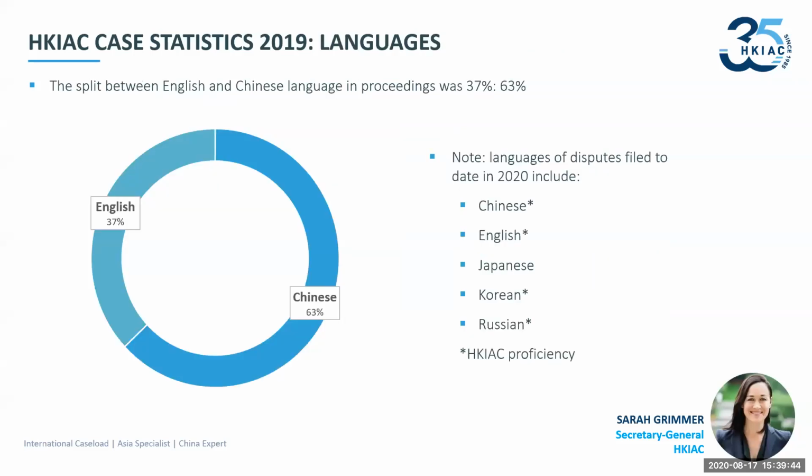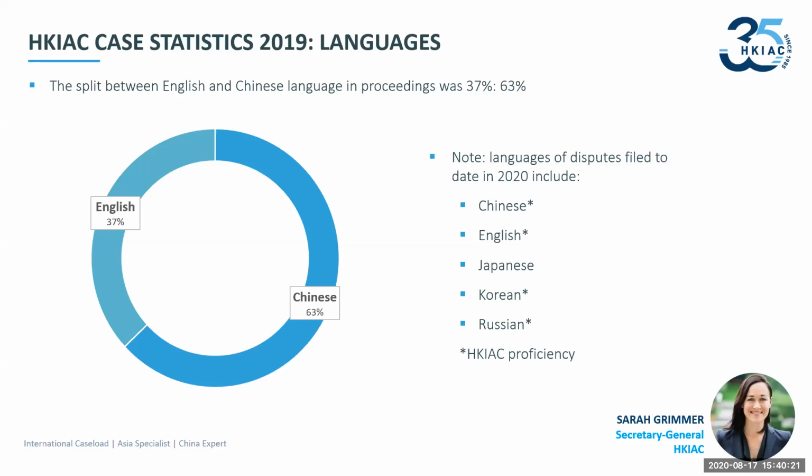We see a large number of cases in the Chinese language. Last year, 63% were run in the Chinese language and 37% were run in English. Many of the cases that were run in Chinese also had English language elements. So what that means for HKIAC is that we need to draw from a large pool of bilingual panelists. What is also interesting is we've seen a few other languages come through in cases recently. So in 2020, the first half of this year, we also saw Japanese, Korean, and Russian.